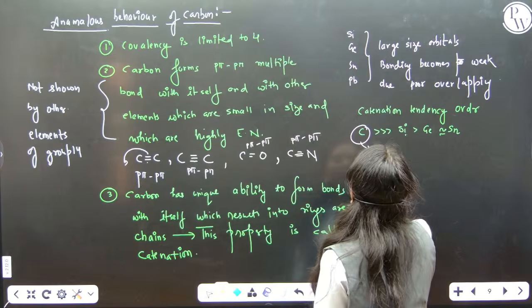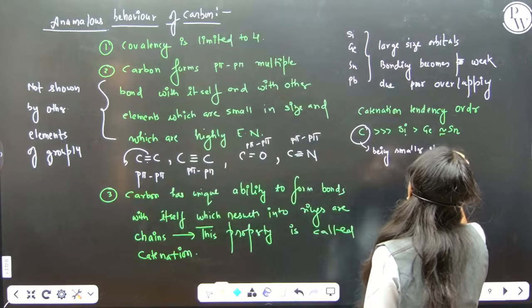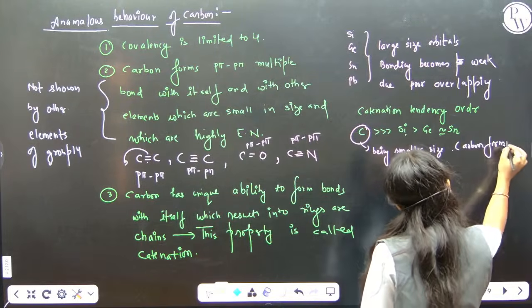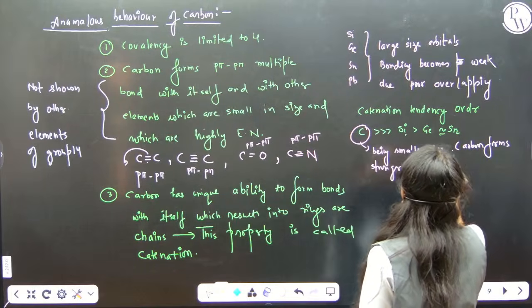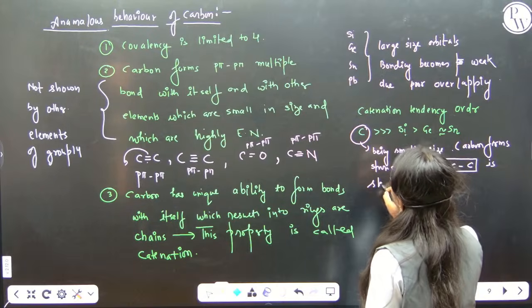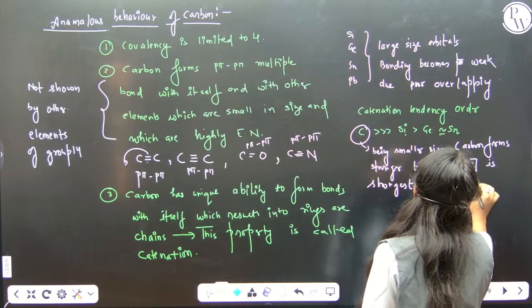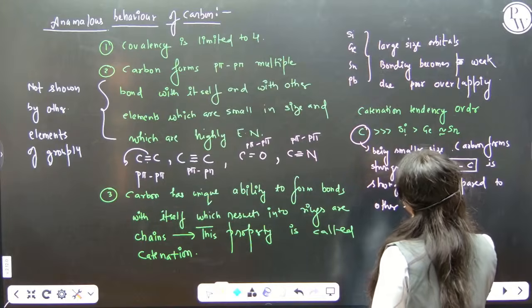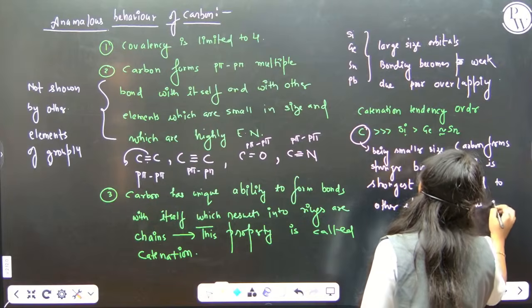And what is the reason for it? Carbon being smaller in size, carbon forms a stronger bond. The carbon-carbon bond is the strongest as compared to other elements of this group.